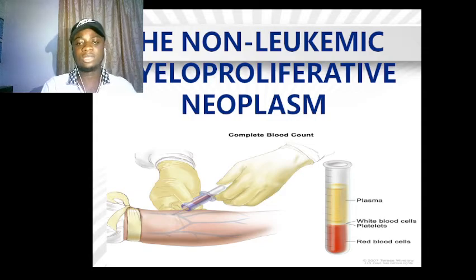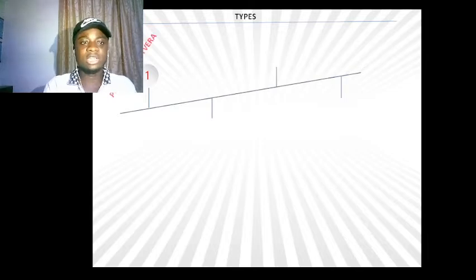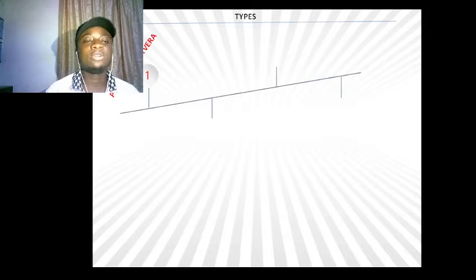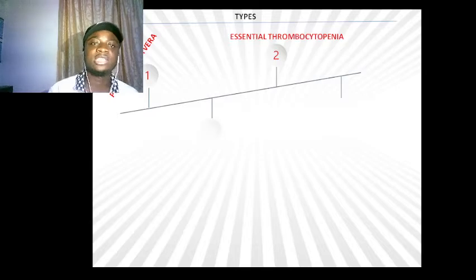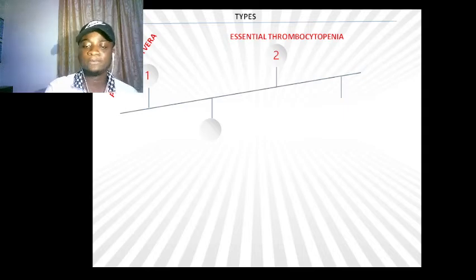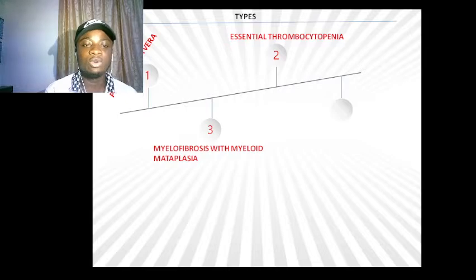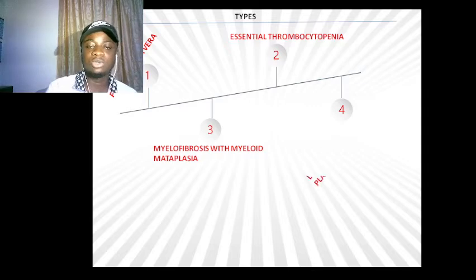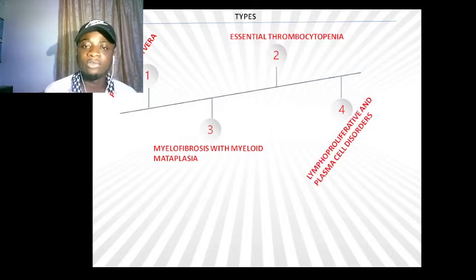Very, very important. So let's look at the types that we have. We talk about Polycythemia Vera, then essential thrombocytopenia. Of course, we talk about myelofibrosis with myeloid metaplasia. Very important. Then we also look at the lymphoproliferative and plasma cell disorders.